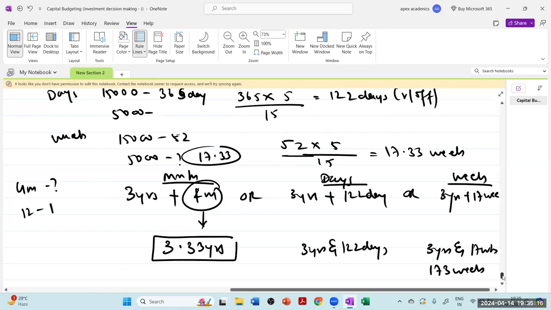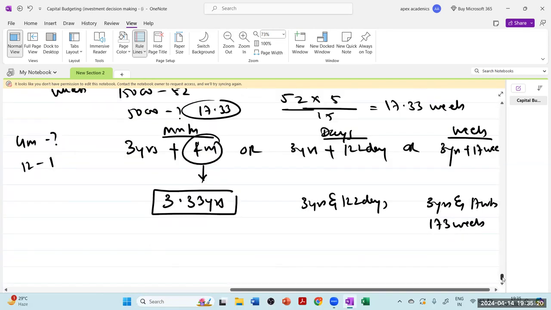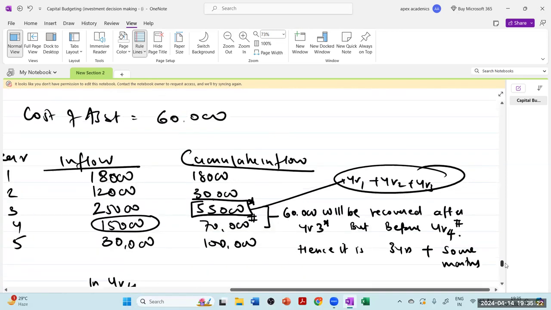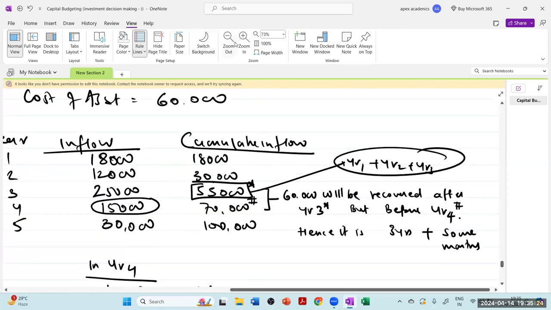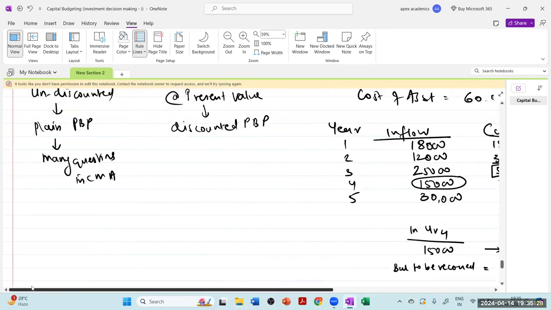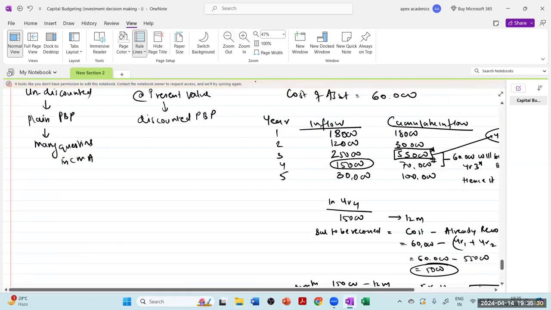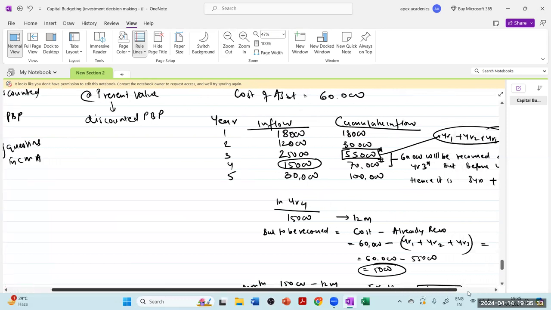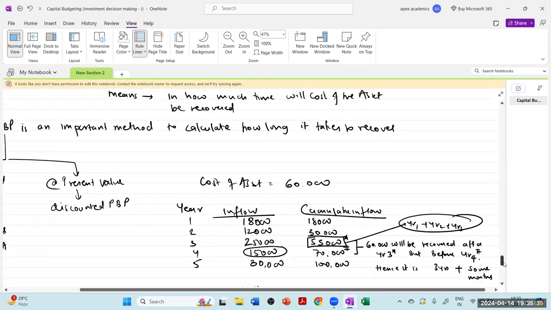You can do whatever is asked in the exam, whether they are asking in months or in days or in weeks. Now, what is the difference between discounted and undiscounted? Simple, when you are doing the discounted one, ladies and gentlemen, what you will be doing is you will be taking the present value.